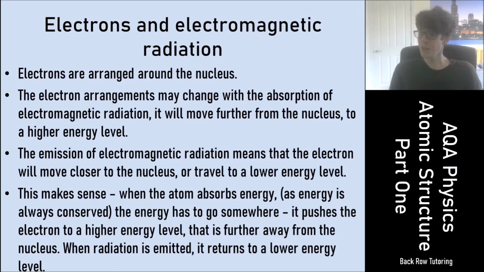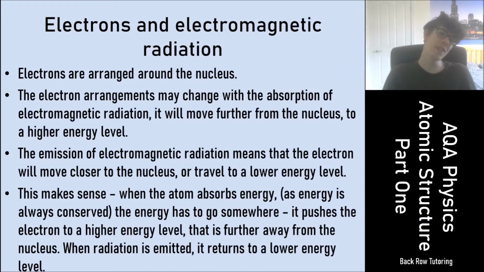Now, electrons are arranged around the nucleus, as we've already seen. The electron arrangements may change with the absorption of electromagnetic radiation. It will move further from the nucleus to a higher energy level. So, electromagnetic radiation, X-rays are an example of electromagnetic radiation, and so are gamma rays.